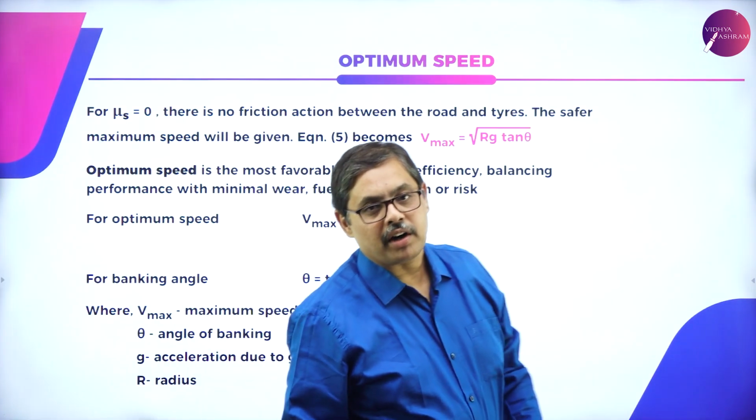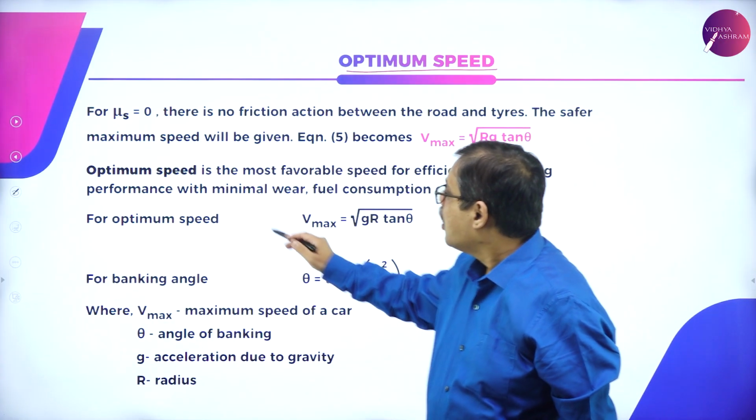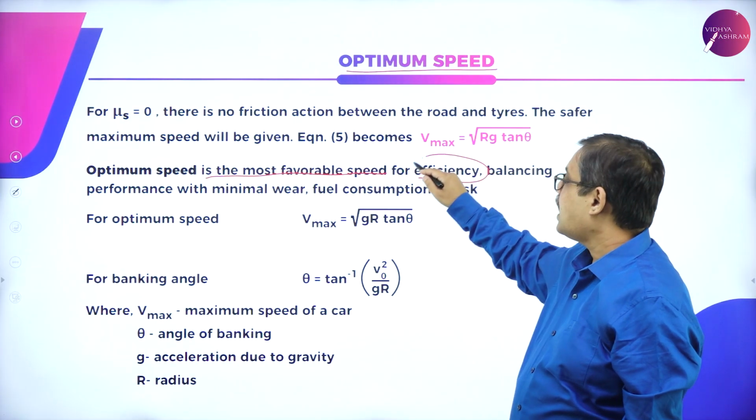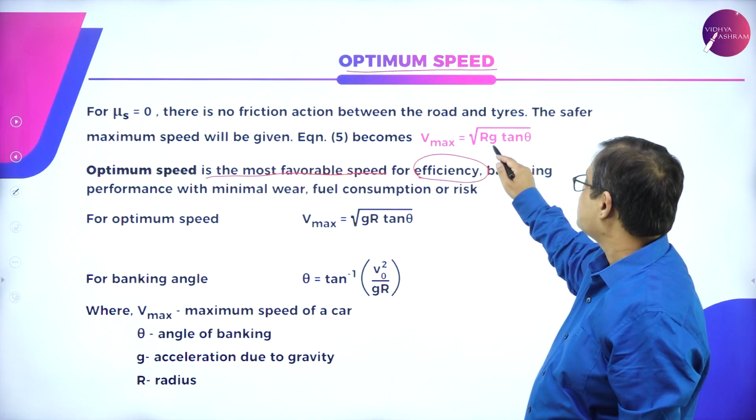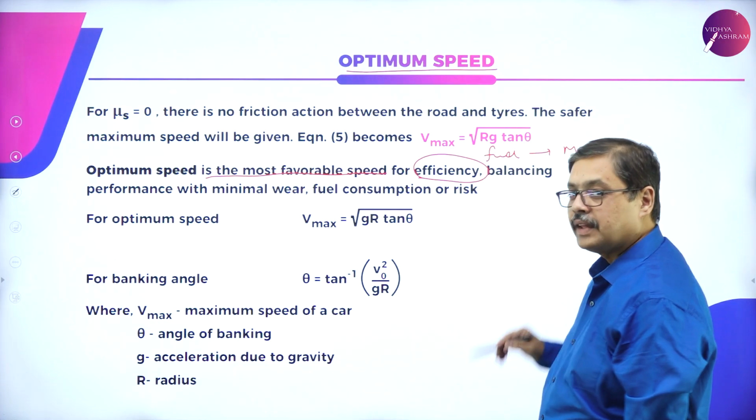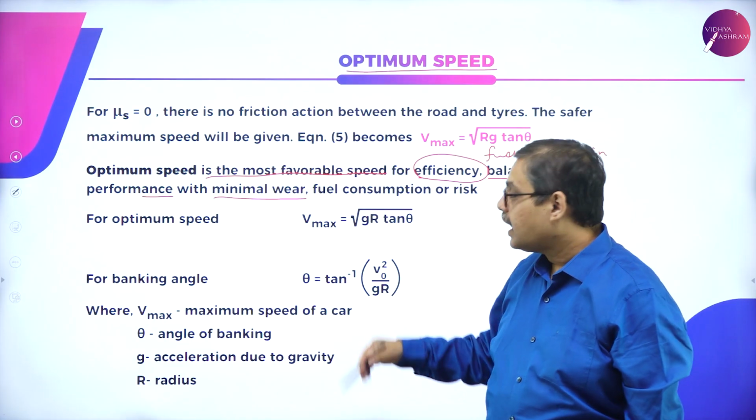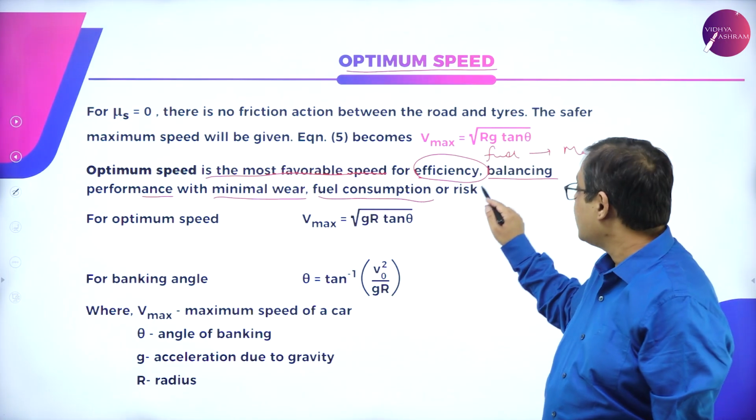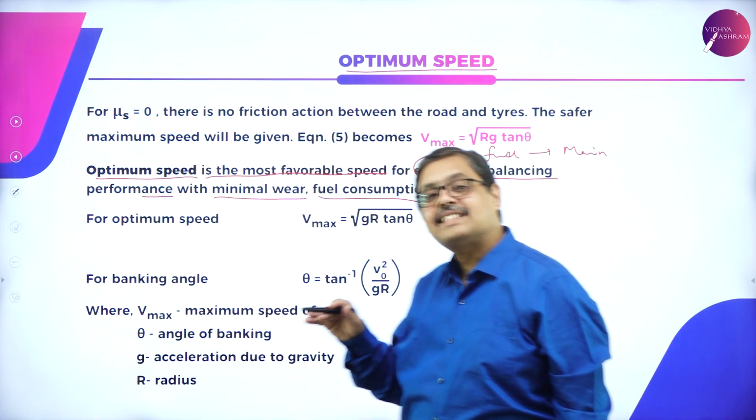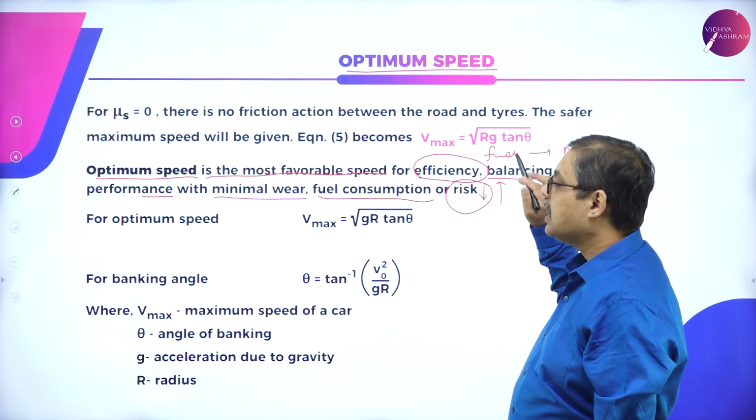Now let us come to one important last topic regarding optimum speed. What is this optimum speed? Optimum speed is the most favorable speed for efficiently using the car. What do you mean by this efficiency? The fuel efficiency obviously plays a role, and the maintenance of the parts. How do we do that? By balancing the performance with minimal wear and tear, fuel consumption and the risk factor. If you are driving your car with this optimum speed, the risk will be minimal. If you cross this optimal speed, the risk will get higher.